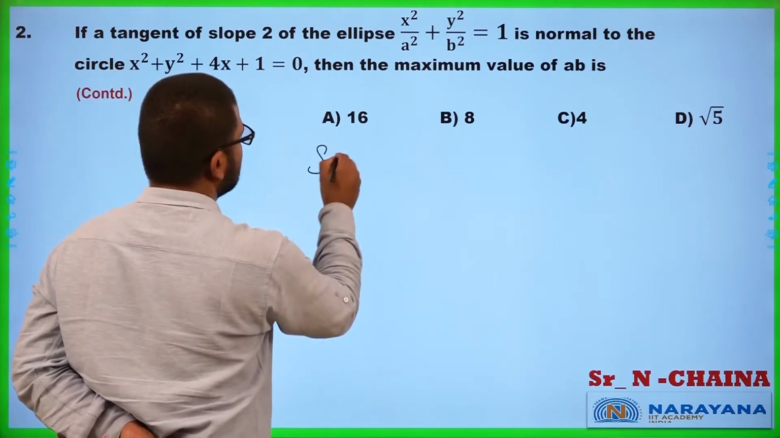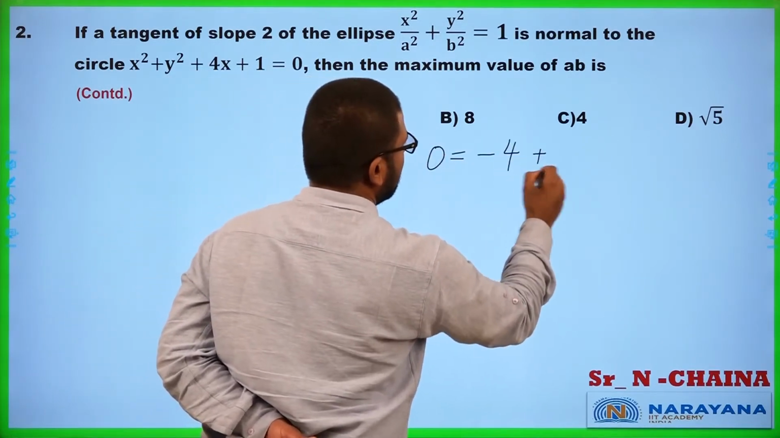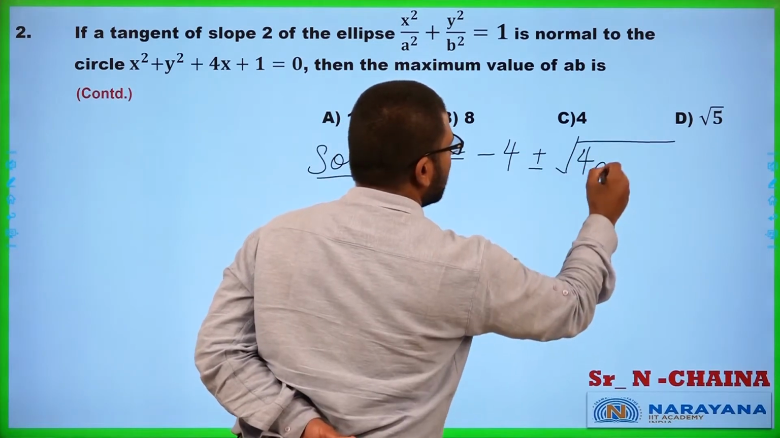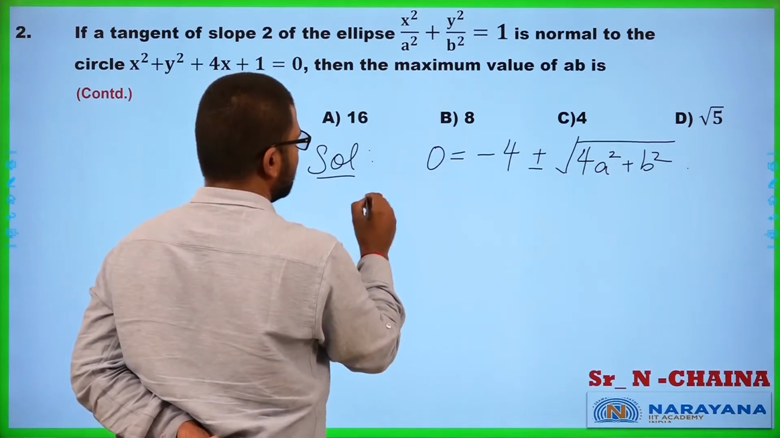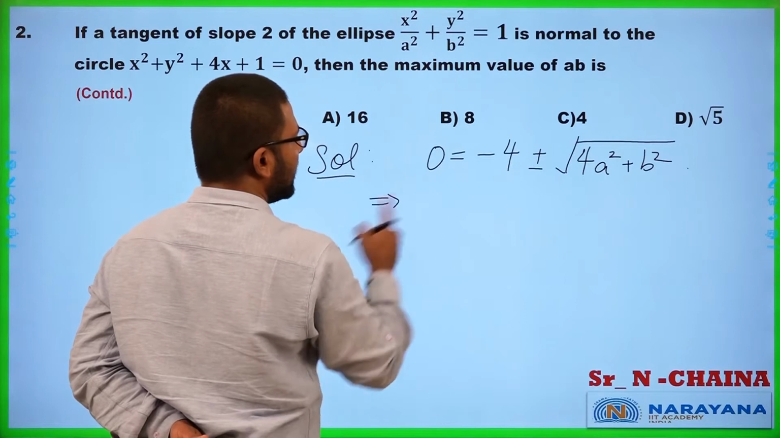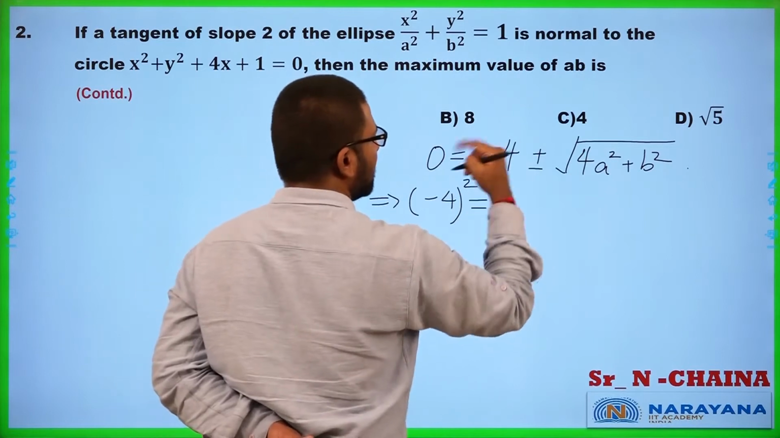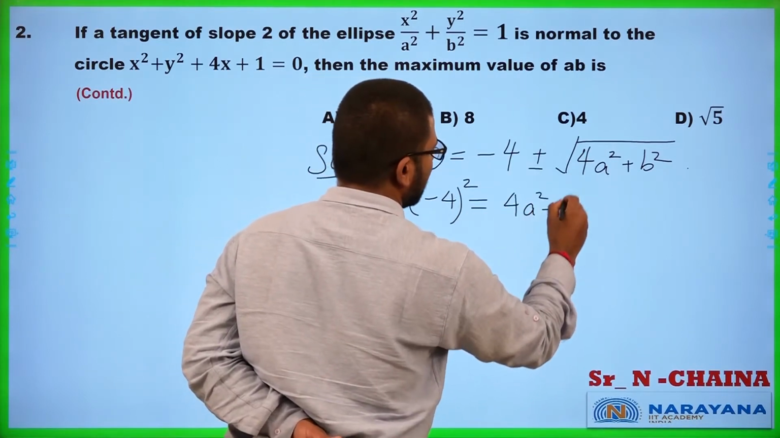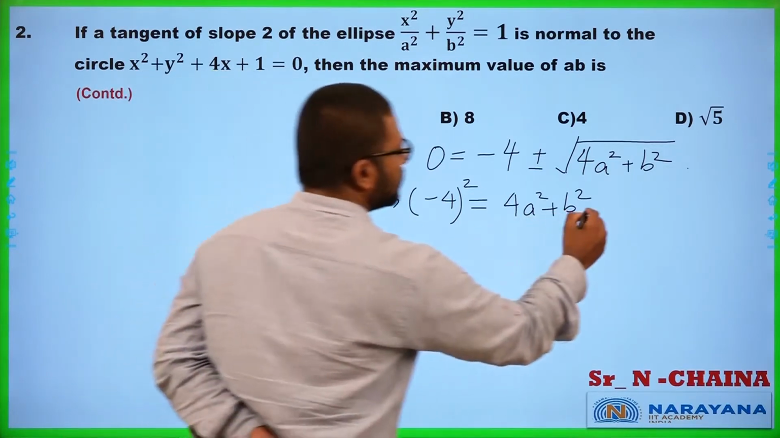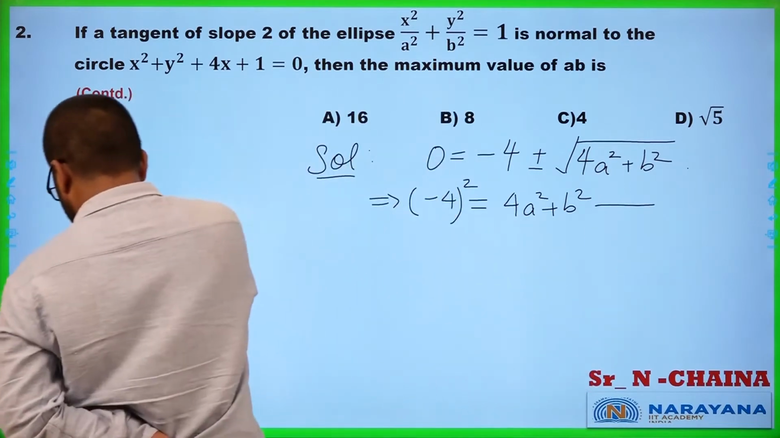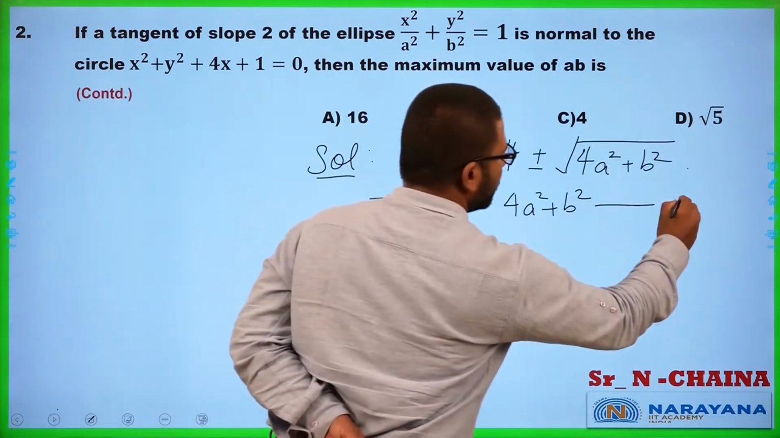We had 0 equal to minus 4 plus minus root of 4a square plus b square. Correct? Bring the minus 4 here and square it, right? So can we directly square it? So we will have minus 4 square equal to, the plus minus will go away, 4a square plus b square. Correct? So we know this is 16. Now let us hold on to this. Let us call this equation, did we have anything there? 1. Alright, so let us call that equation 2.